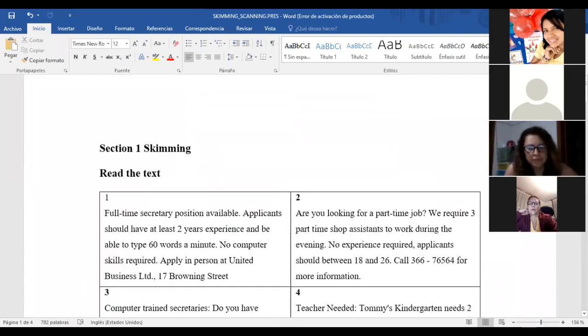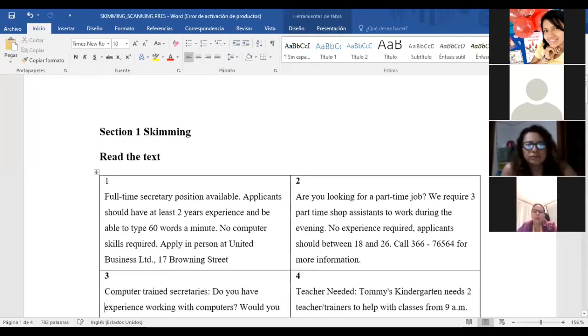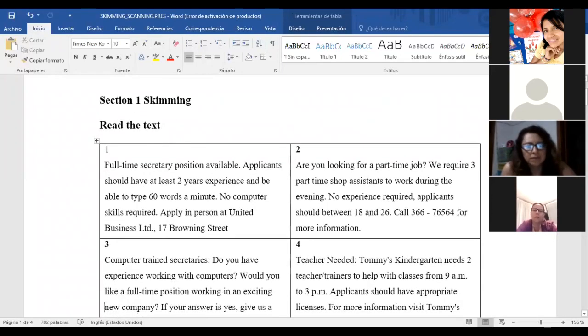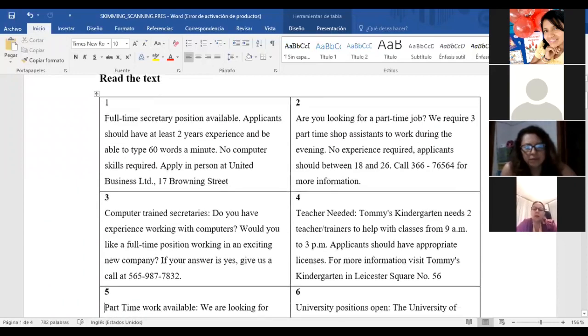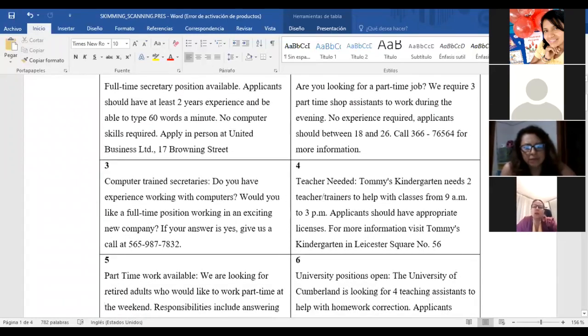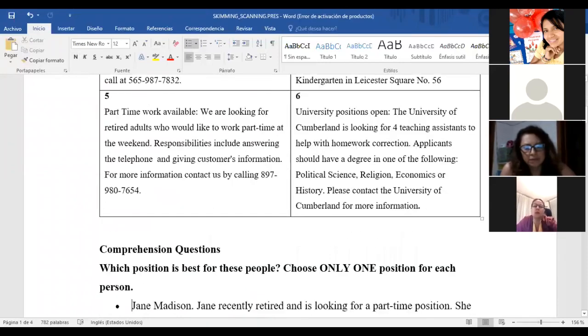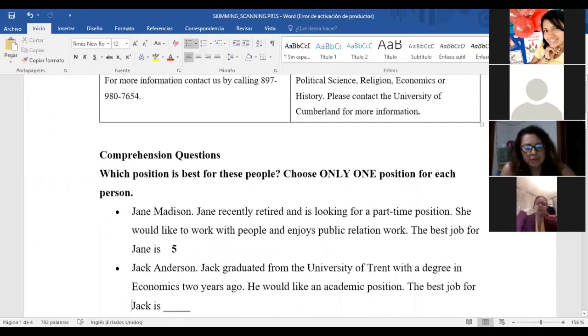Okay, as you can see here, this is a real example of, I would say, a pre-intermediate level, not too basic, a pre-intermediate level of students. This is an example of how to use skimming activities. As you can see in the instruction, the students don't necessarily have to read everything. That's not needed. But the comprehension questions that they have to do are the ones here. In the instruction, the question is, which position is best for these people? Choose only one position for each person.